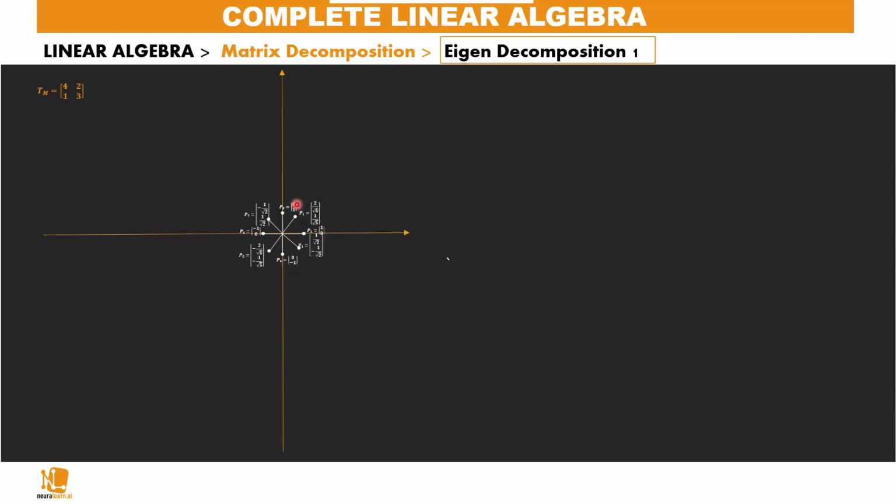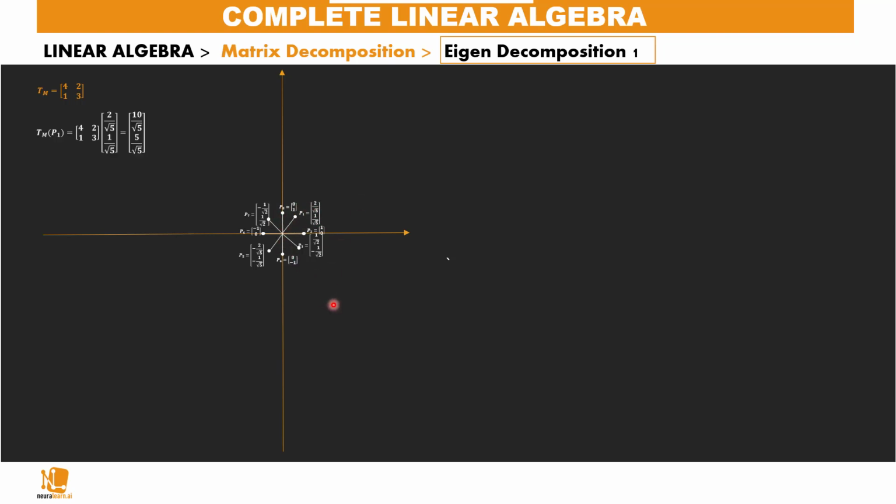Here we have 0 squared plus 1 squared, which equals 1, and the square root of 1 is 1. (2/√5) squared is 4/5. (1/√5) squared is 1/5. 4/5 plus 1/5 is 5/5, which equals 1, and the square root of 1 is 1. We could continue to all the other points.